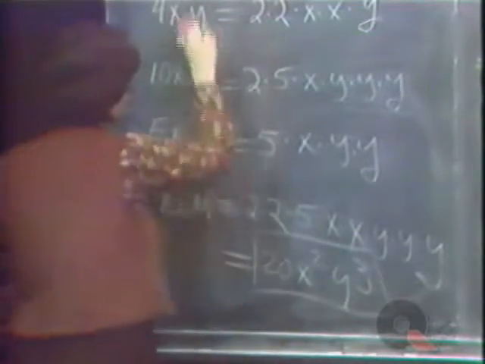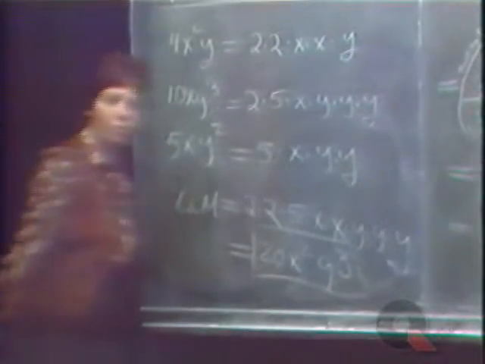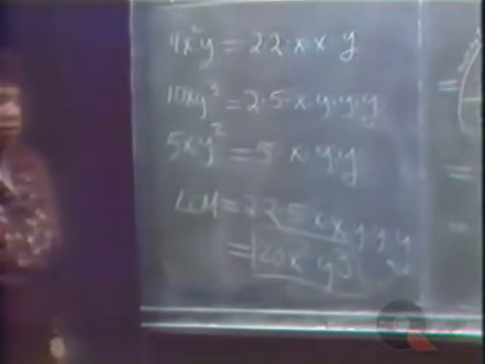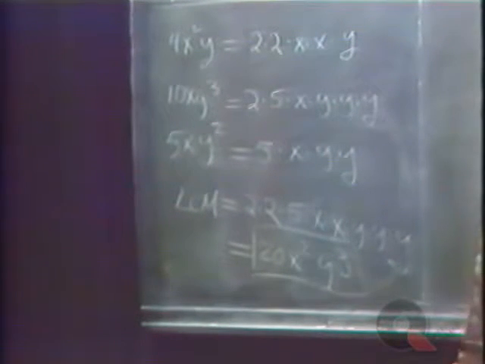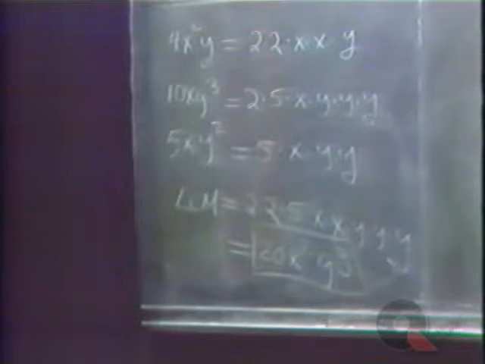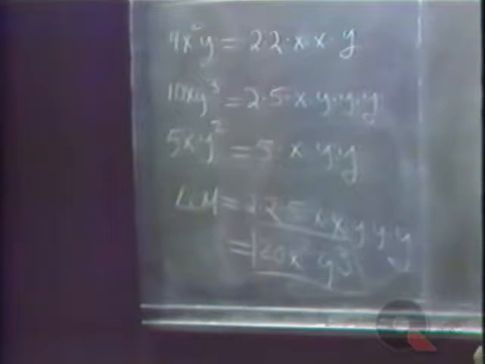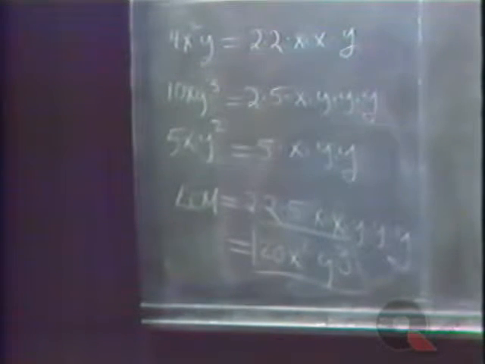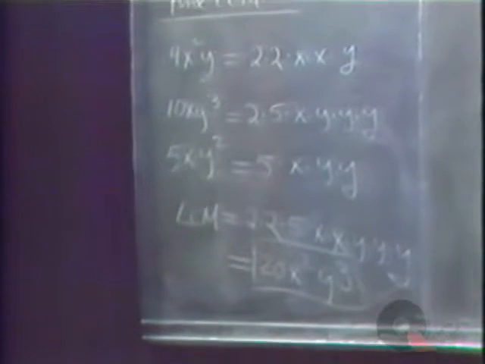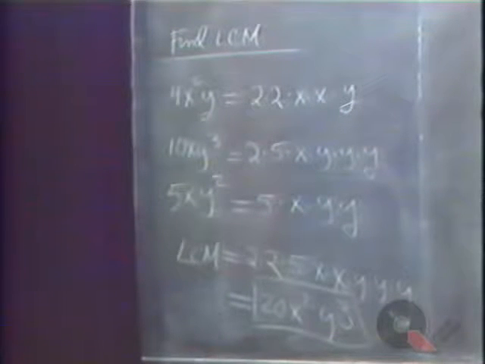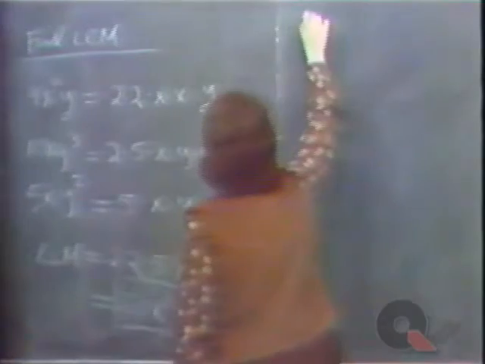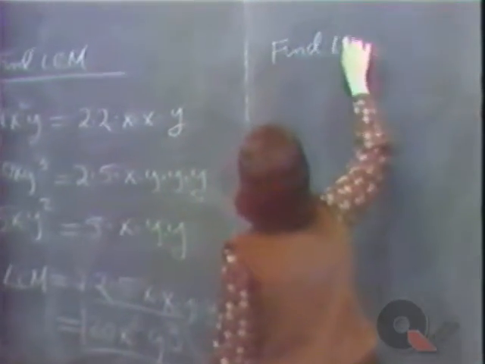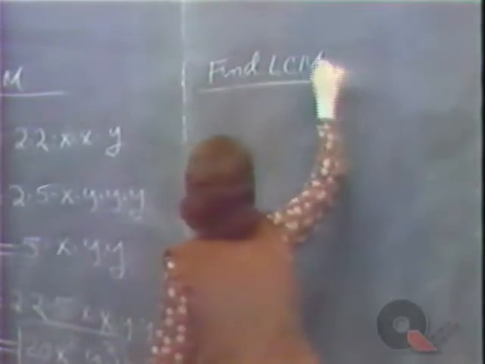If you were adding fractions with these denominators, you would be combining all fractions over that denominator, the least common denominator, 20x squared, y cubed. Let's try another one, and then we'll do some more examples. Okay, find the least common multiple.